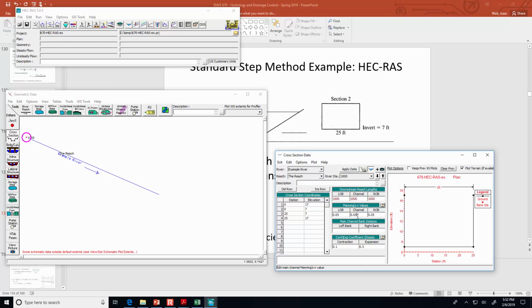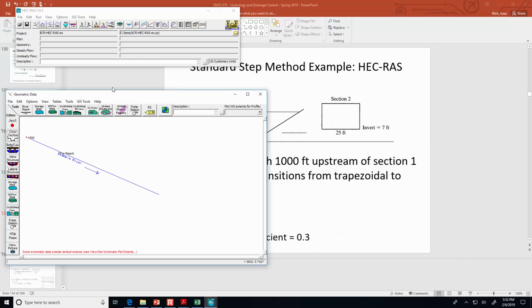And it copied over the N value, so that's good. We have to define the station, so the edges of this channel are 0 and 25. And then we want to, again, change that contraction from 0.1, let's make it 0.3. And then apply the data. Now, one of the ways that HEC-RAS is really powerful, we can close this.